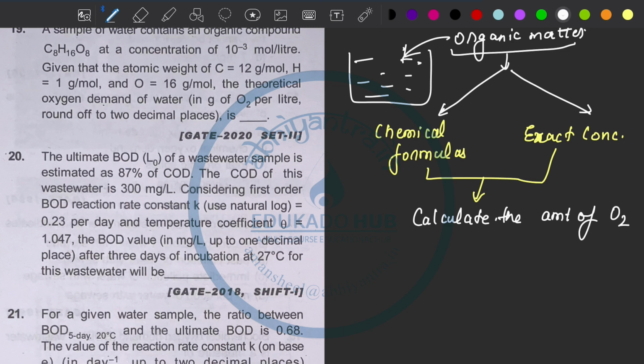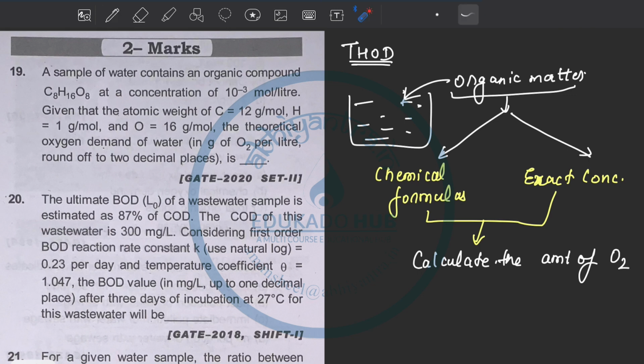So this oxygen that we calculated is known as theoretical oxygen demand. Okay, so two things are needed for theoretical oxygen demand. First, the chemical formula is needed, and the exact concentration of the organic matter is needed. With the help of this, they calculate the oxygen demand and call it theoretical oxygen demand, right? Now, in this question, they have given the organic compound, that is C8H16O8. We know the formula C8H16O8, and the concentration is also given, 10 to the power minus 3 mole per liter. Now, theoretical oxygen demand needs to be calculated.